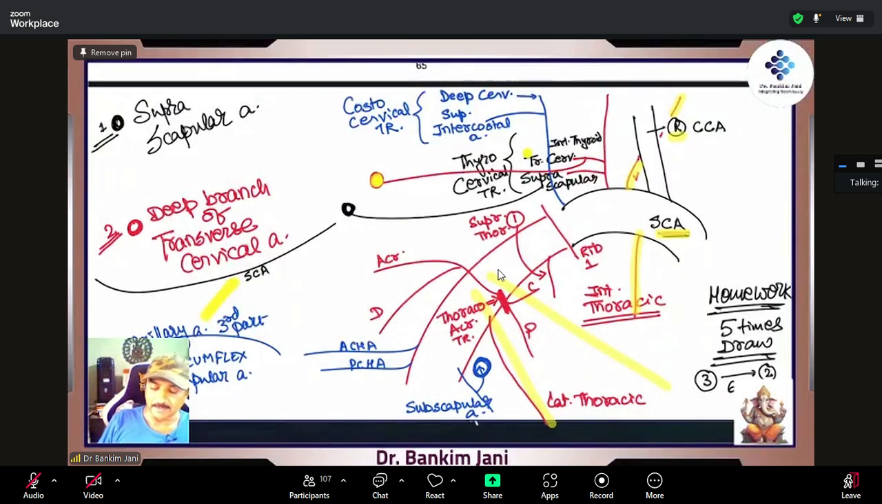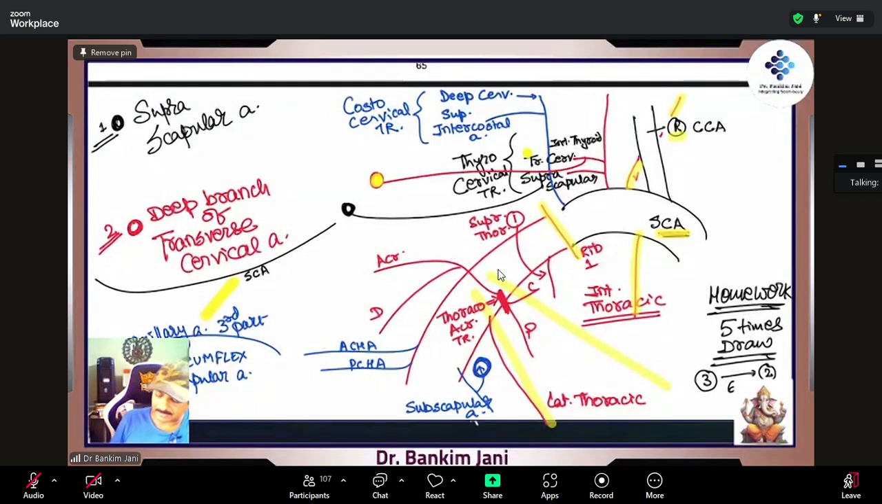That is done. The next one, this blue one that is going up, is called the costocervical, because it is giving deep cervical and superior intercostal. Done. This much is what is coming from the subclavian. Subclavian, as it crosses the edge of rib number 1, we change the name. We now start calling it the axillary artery.